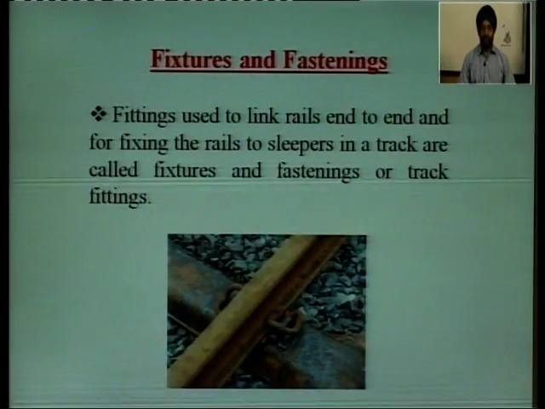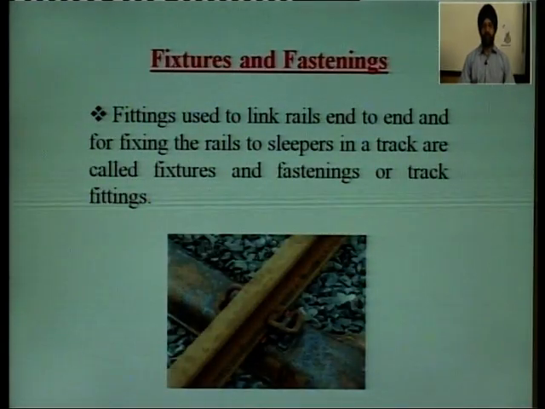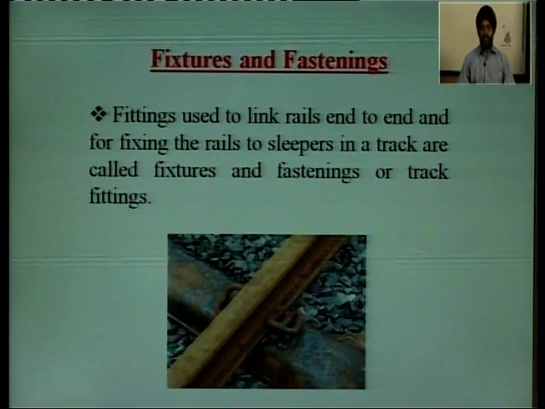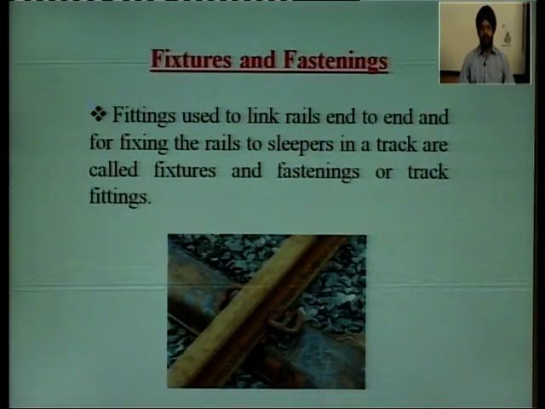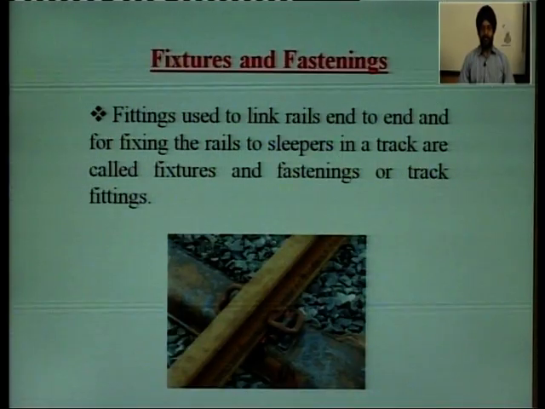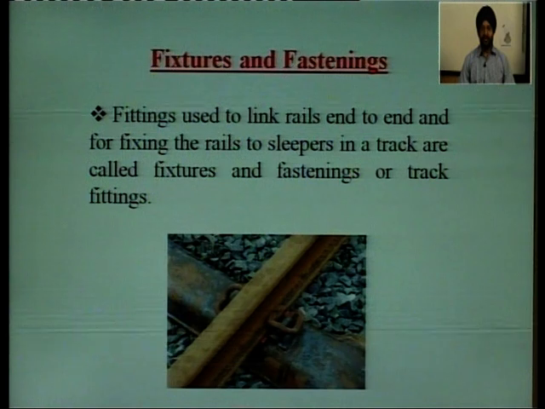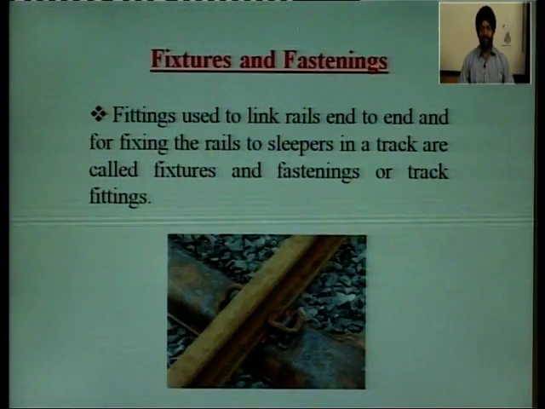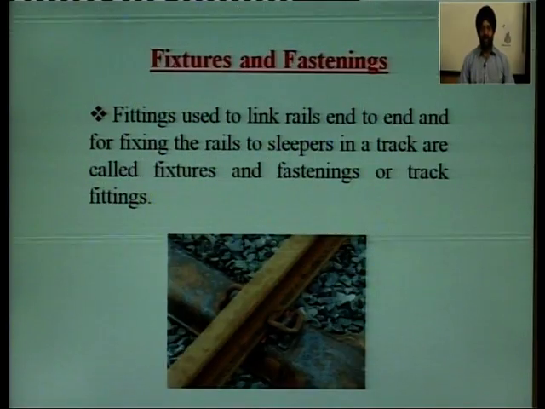So, just starting with the definition of fixtures and fastenings. These are the fittings used to link rails end to end and for fixing the rails to the slippers in a track. So, these are called fixtures and fastenings. We also call them track fittings. So, these are mainly used to link the rails end to end and for fixing the rails to the slippers.